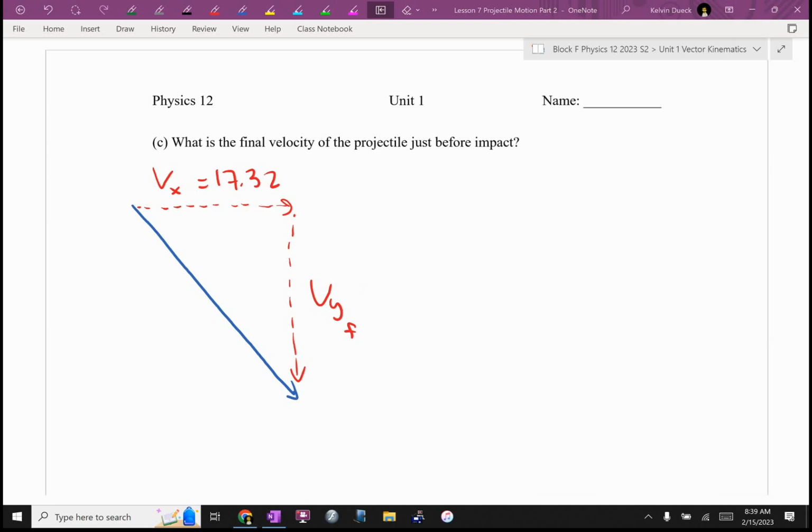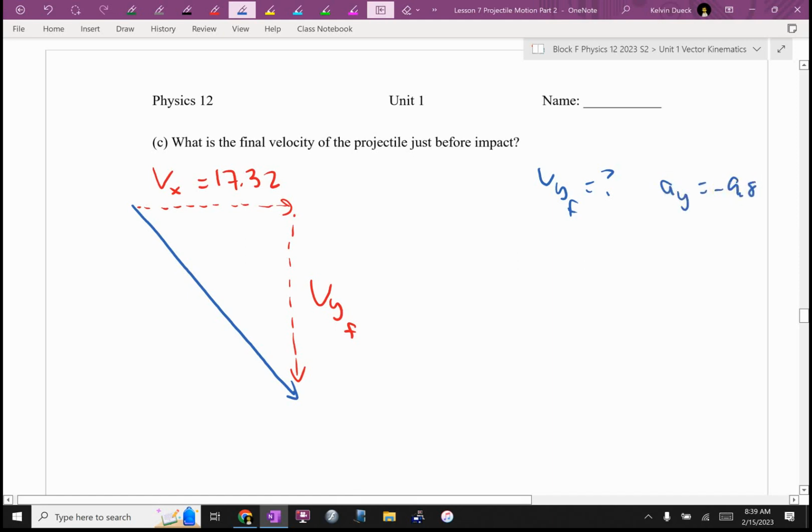I'm not even going to call it a T-table. I'm going to do a vertical listing of data. I'd like to find Vy final. What else can I use from the vertical column? Well, I know this one. Ay was negative 9.8. Did I know Vy initial? It worked out evenly, that was nice. And I also knew time of impact was 5.2 seconds.